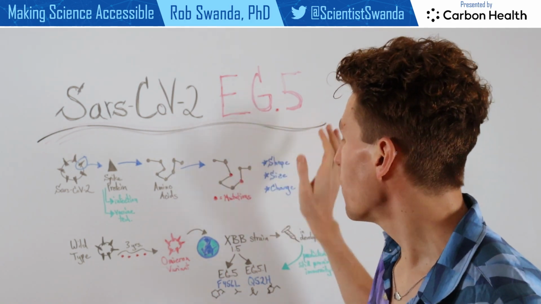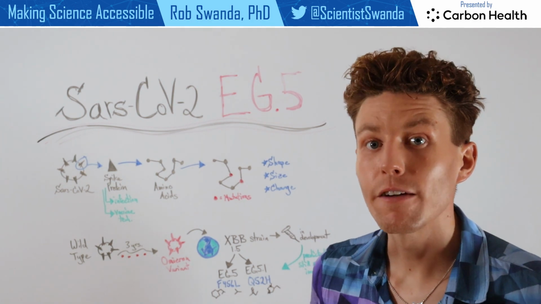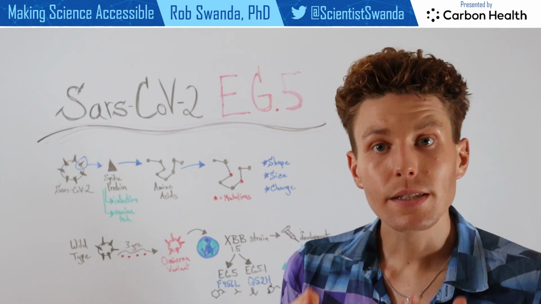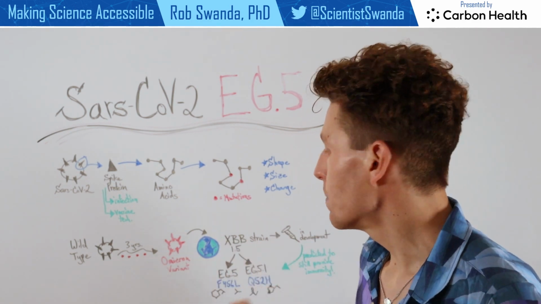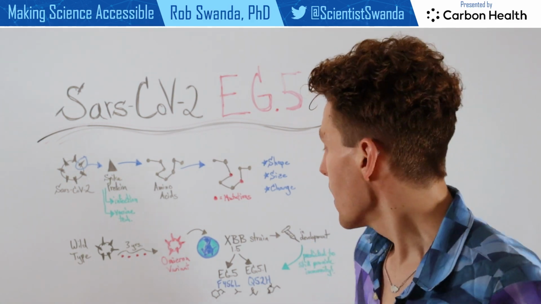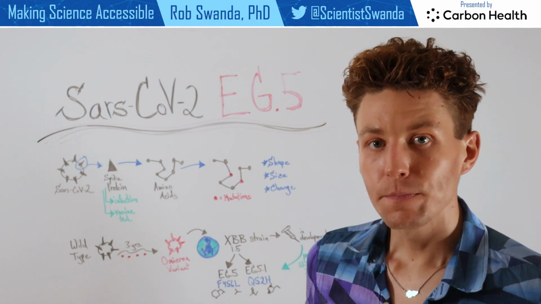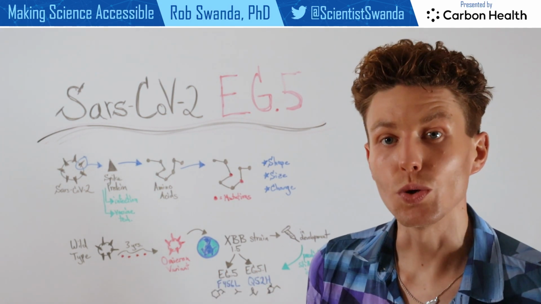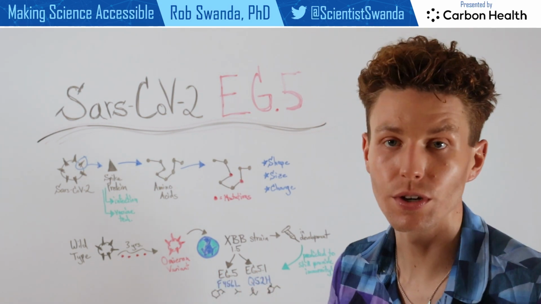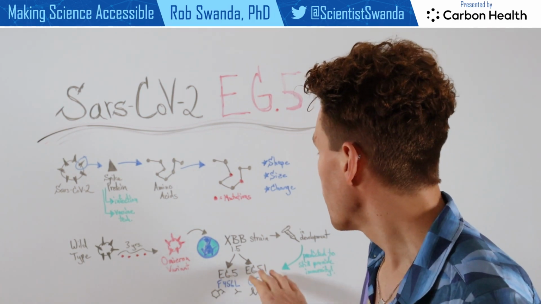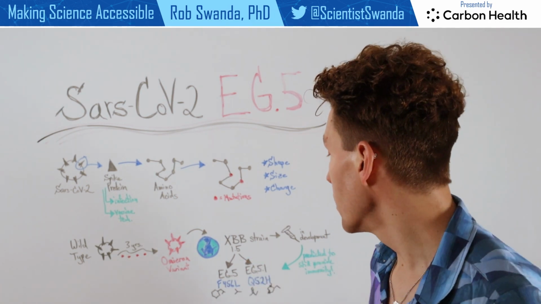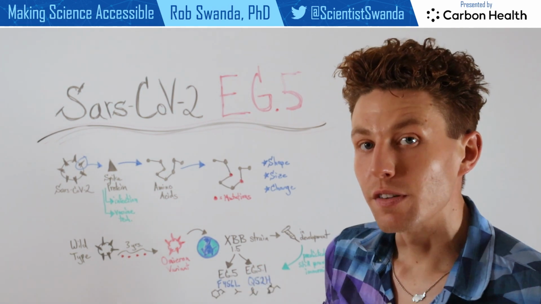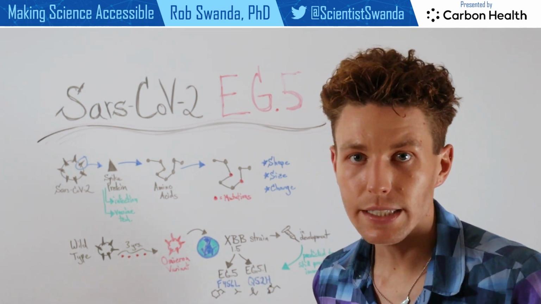But the EG.5 and the EG.5.1 strains are both sublineages of XBB.1.5. In the EG.5 sublineage, the phenylalanine has transitioned now to leucine at position 456. In the EG.5.1 sublineage, the glutamine at position 52 has now changed to histidine.